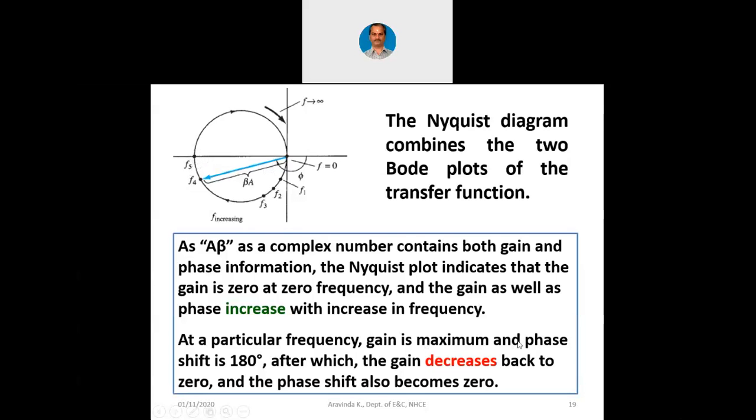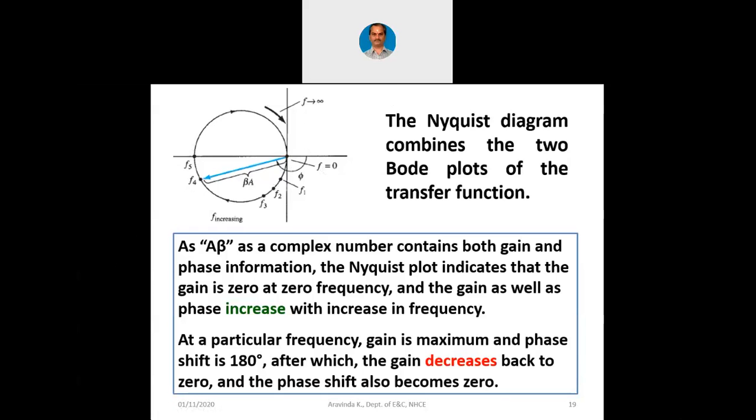So, gain is maximum and phase shift is 180 degree, after which the gain decreases back to 0 and phase shift also becomes 0. You can see this A beta also comes back to 0 and phase shift also comes back to 0. Which means when the frequency is increased, gain may not remain constant and phase also will not remain at some angle. Phase also will come back to 0. That is the indication from this Nyquist diagram.